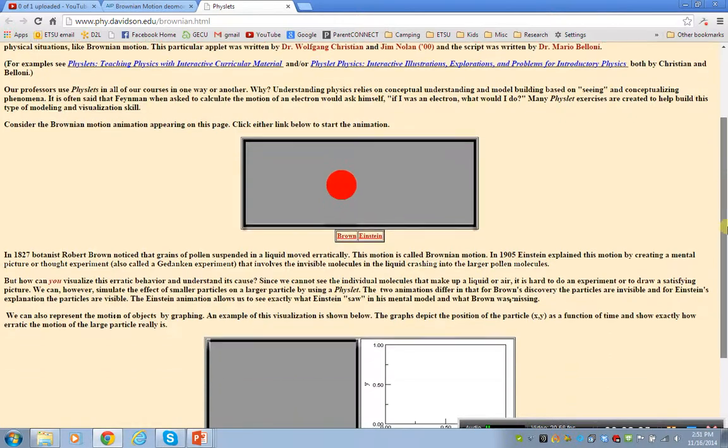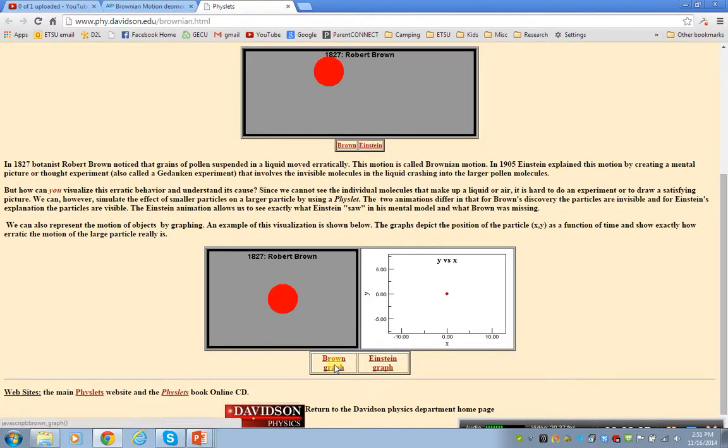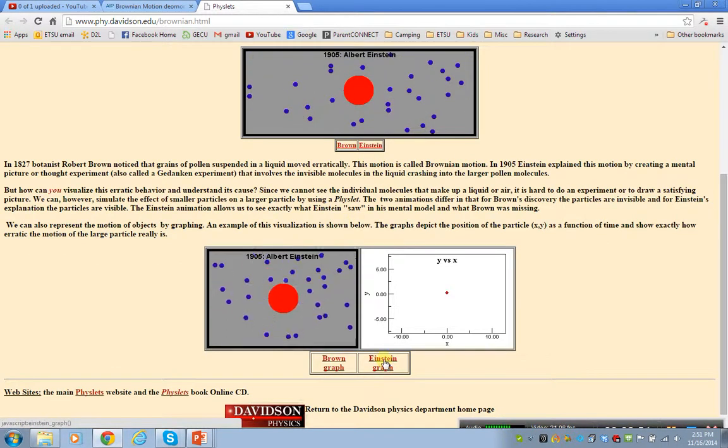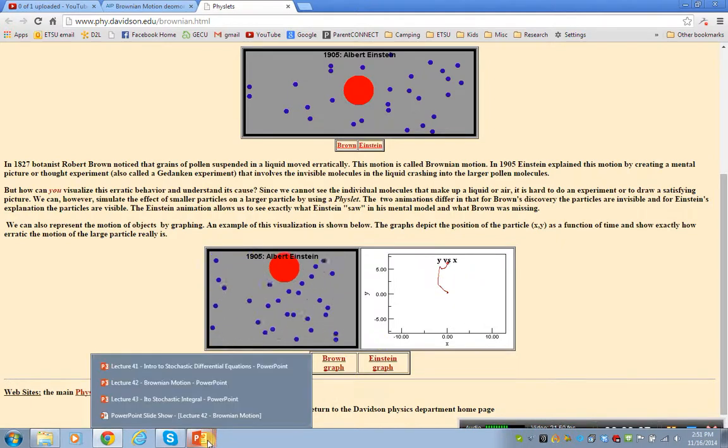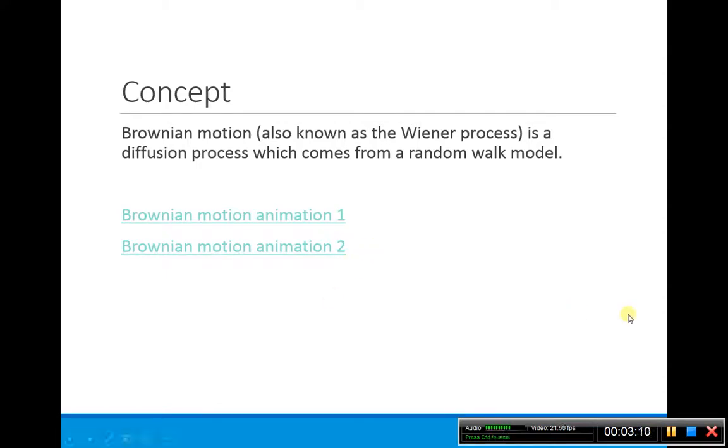So here, this is Brown's idea, that the grains of pollen suspended in a liquid moved erratically. Here we can go down and graph this. If we look at the graph of what's happening, it's the same sort of thing you saw on the previous slide. This is what Brown noticed in 1827, and then Einstein put this picture of all these particles crashing into a larger one. Again, it's similar to the previous slide. That gives you a little bit of a visual of what Brownian motion is.